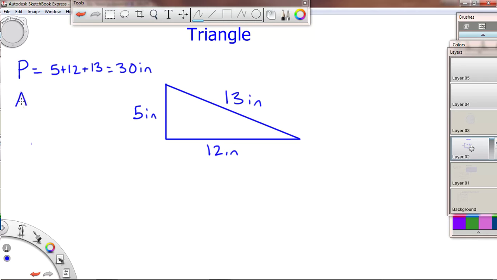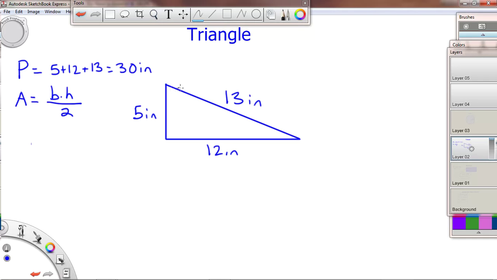The area of this triangle is going to be the base times the height divided by 2. Now what is the base and height? Well, where's our right angle? That's what we need to do. To find the base and the height, I've got 3 sides. 2 of them have to be the base and the height in this problem, so we need to find the right angle.